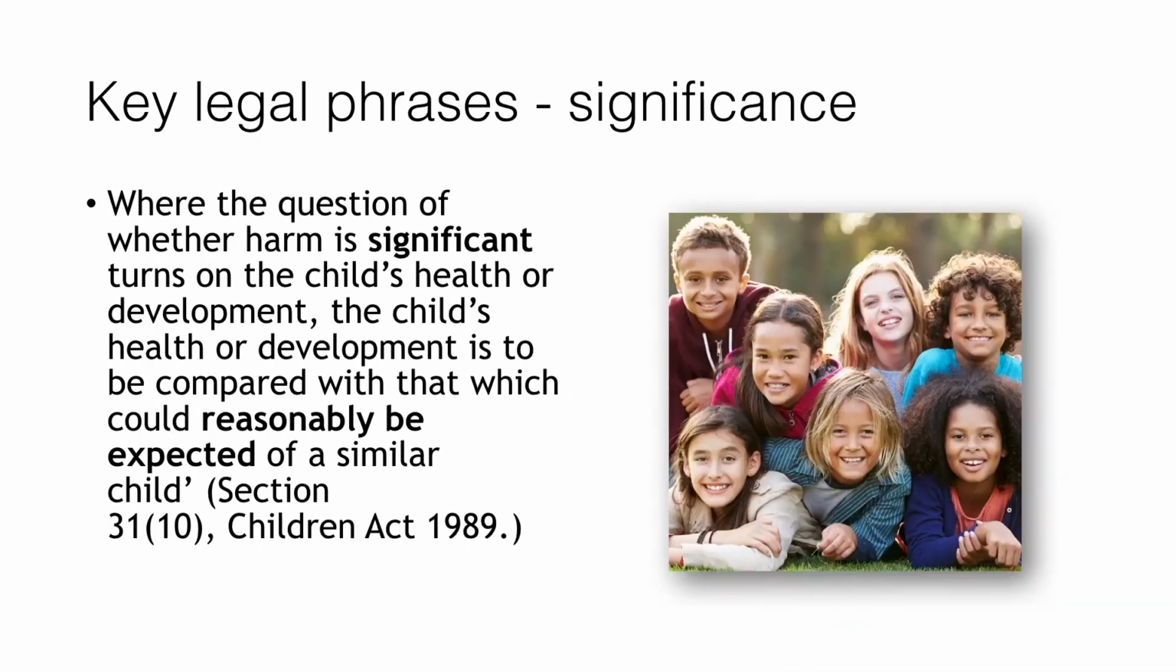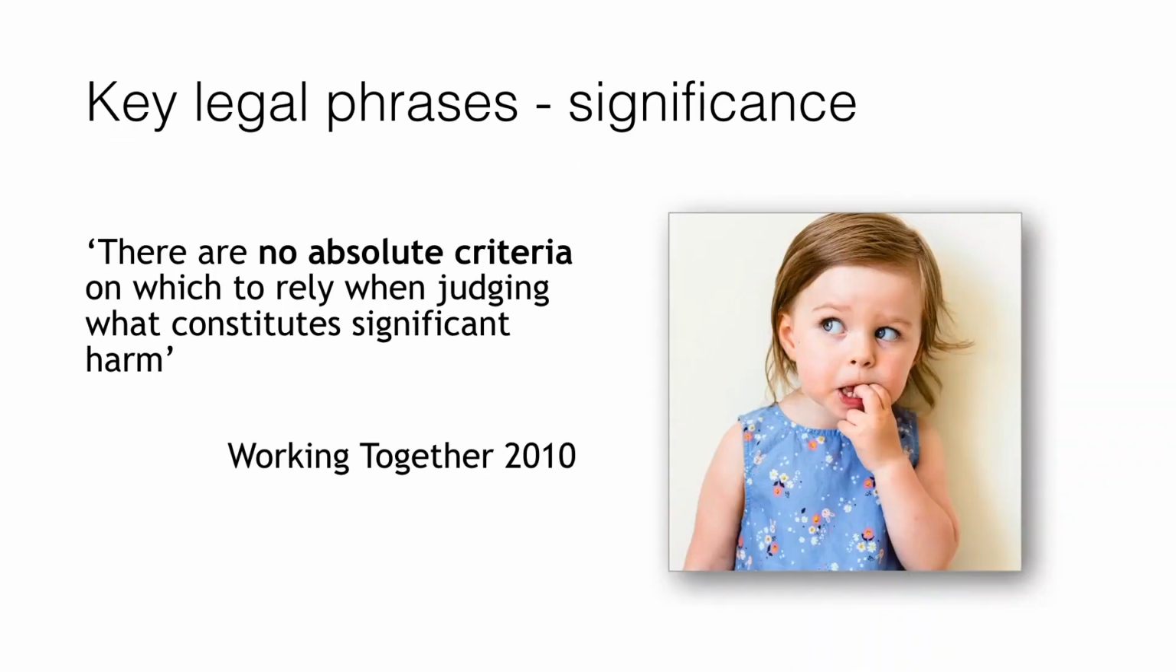The second legal component is significance. If we look at the legal definition of significant harm, Section 31 of the Children Act states that you should compare the child's health or development with a similar child and ask, is this what would be reasonably expected? Whether the phrase reasonably be expected helps us in differentiating harm from significant harm is a matter of opinion. It does not seem to me to clearly define what makes something different. If we look at the often quoted statement from Working Together 2010, it tells us there is no absolute criteria to rely on, so a little like the young girl's expression, where does that all leave us?